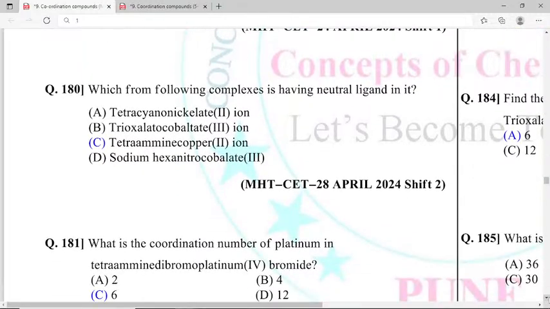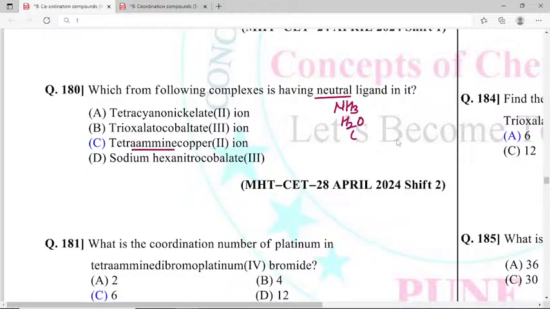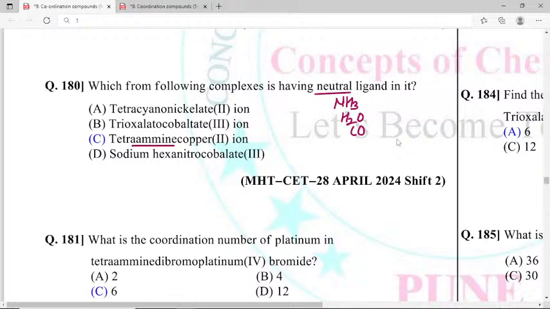Which of the following complexes has a neutral ligand in it? Neutral ligands are ammine, water, carbon monoxide, en (ethylenediamine). So ammine is there. Option C is correct.